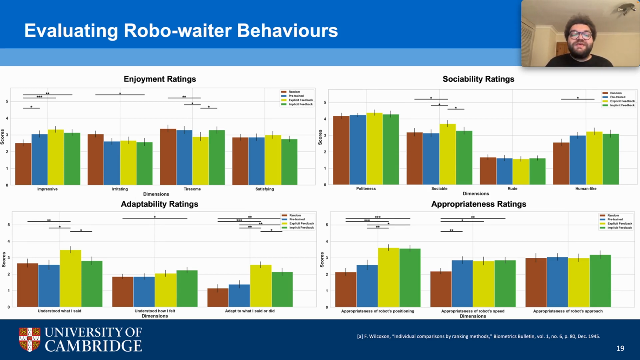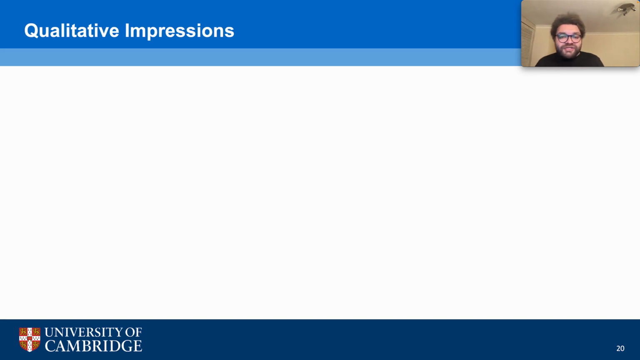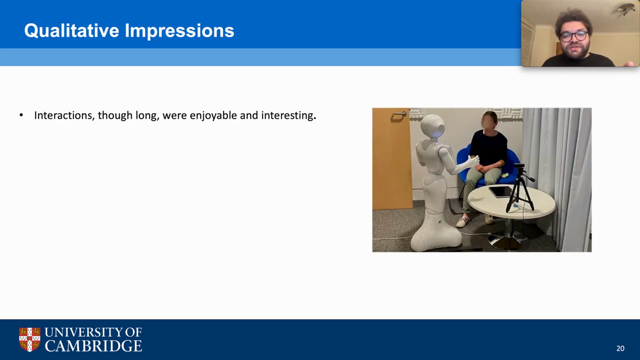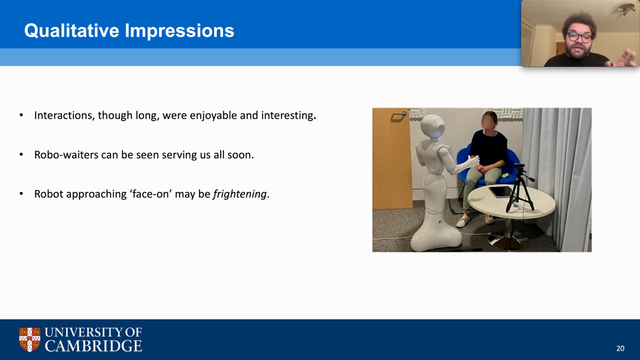Our interaction with the participants post experiments also brought out interesting opinions about the waiter. In general, participants found the interactions to be enjoyable and interesting, despite repeating the same 4 tasks multiple times across the conditions. They all mentioned that they could imagine being served by a robo-waiter like this in the near future. Some participants expressed inhibitions to the robot approaching them face-on, terming it frightening, while the same participants felt the robot movements, particularly upper body movements, to be more human-like.